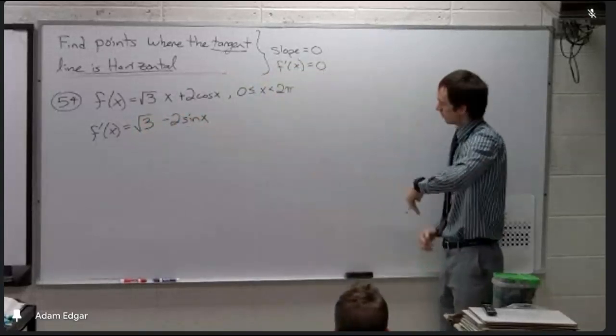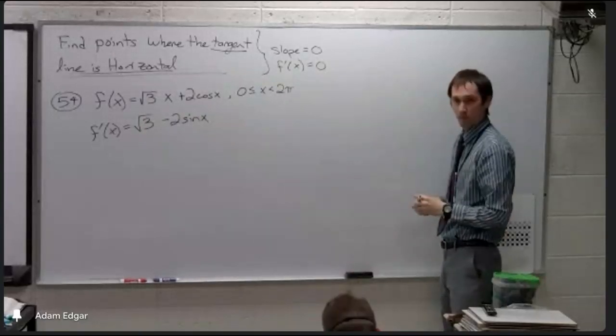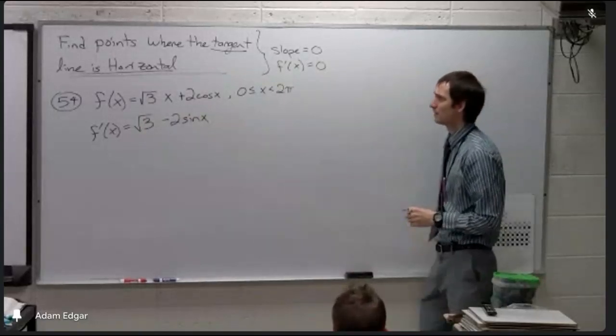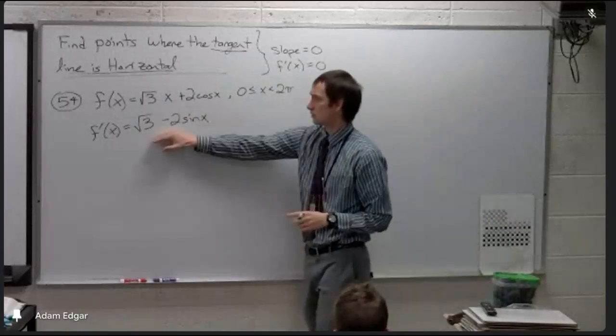All right, so we have root 3 minus 2 sine x. That is your derivative. Any questions with that? Now, because that took a while, let's remember. What are we doing again? Yeah, finding out where the tangent line is horizontal.